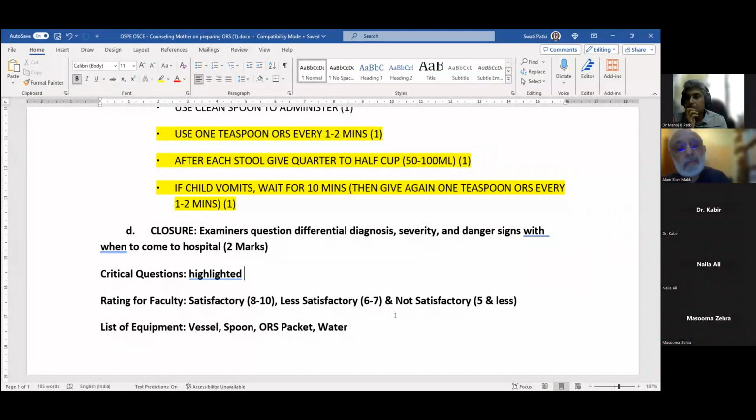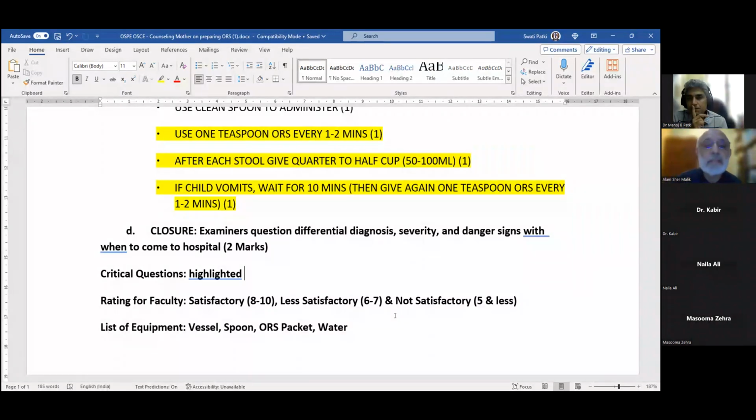So this criteria of satisfactory, less satisfactory, it should not be on the paper. Okay, sir. Yeah, it should not be on the paper. Dr. Anam has a comment here, which is the same as 1 and 0.5 and 0, that mark.